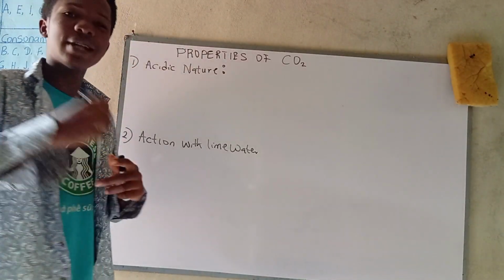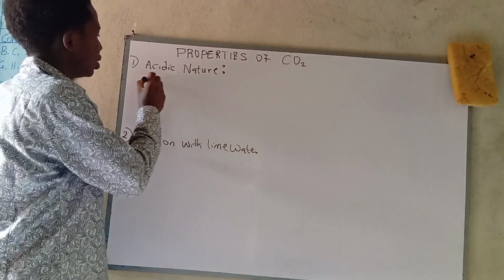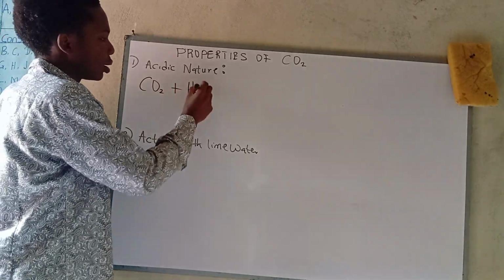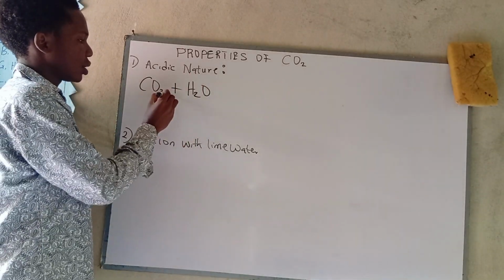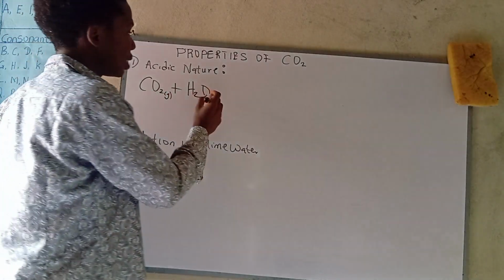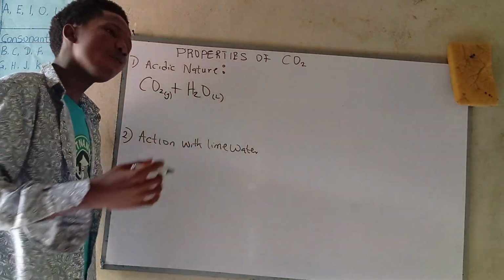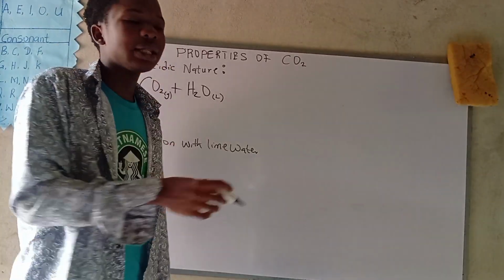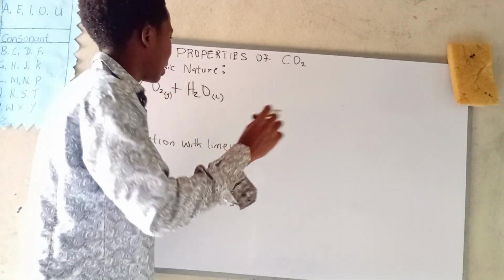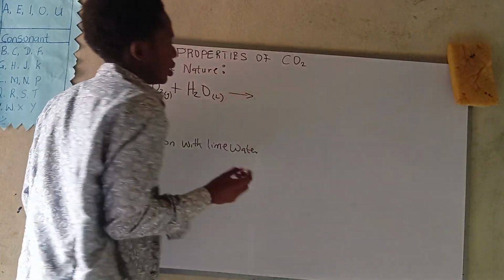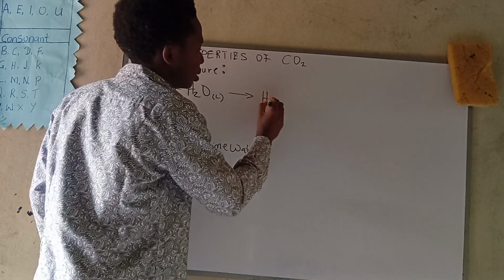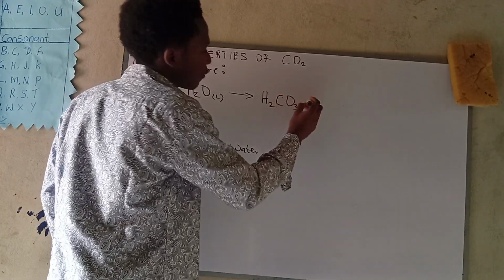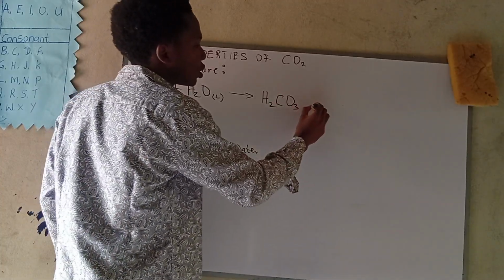Alright, so now let's write the formula. When CO2 reacts with water. Now note, this CO2 we all know is a gas. Then this one is a liquid. Now they will form a weak dibasic trioxocarbonate(IV) acid. It will form the weak dibasic trioxocarbonate(IV) acid, which is what?